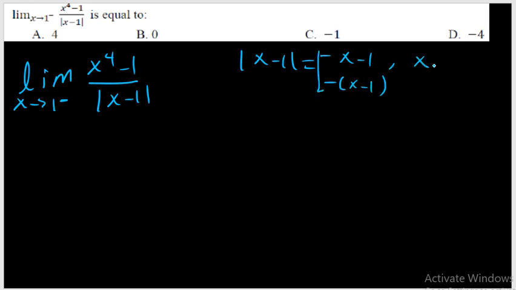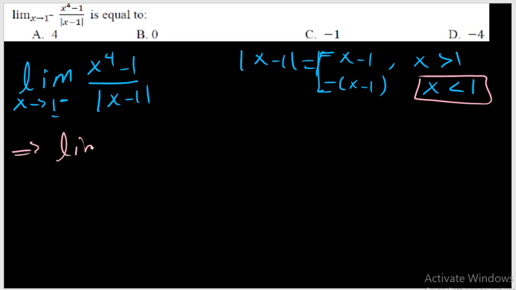This is going to be when x greater than 1, and this will be when x less than 1. But we are asked as x goes to 1 from the left, which means we need to consider the second interval here. X approaching 1 from the left means it is from x less than 1. So I will take for the denominator part negative of x minus 1. So now this limit will be the limit of x to the power of 4 minus 1 over negative of x minus 1 as x goes to 1 from the left.